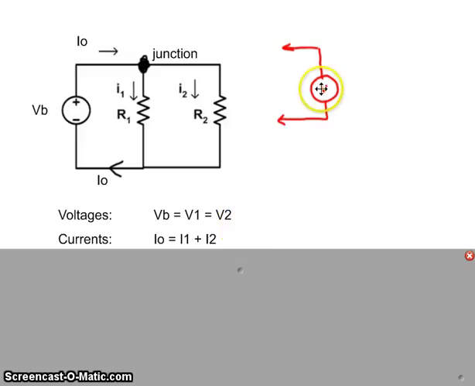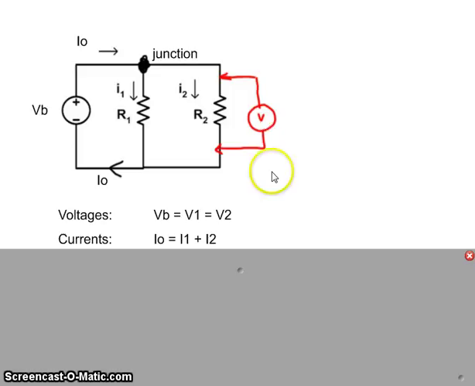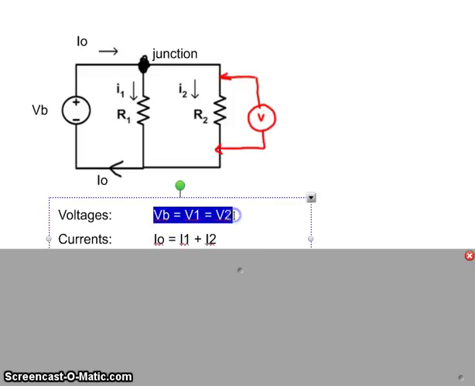You've already discovered that if you take a voltmeter and put it here, you'll of course get the battery voltage, whatever that is, and if you place your voltmeter across R1, you'll get exactly the same voltage. And if you place it across R2, you'll get that battery voltage yet again. So that leads us to this statement right here, that the battery voltage is equal to V1, which is equal to V2.